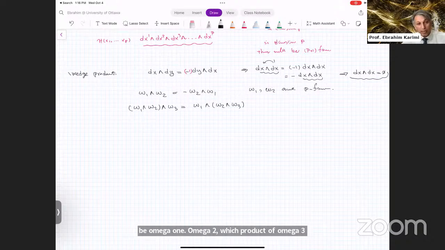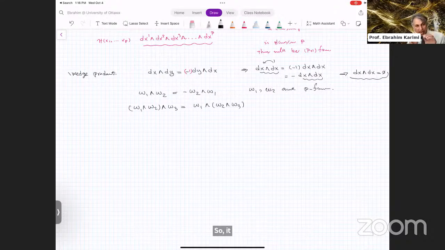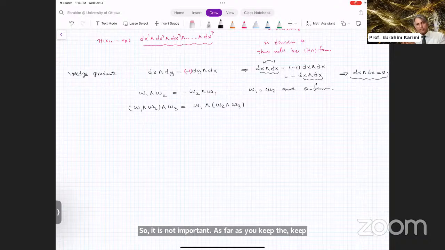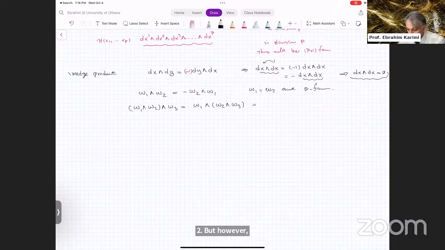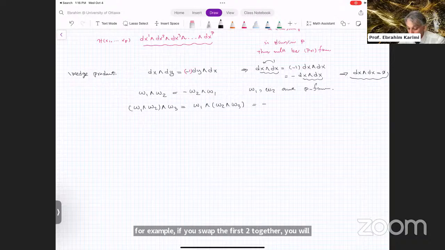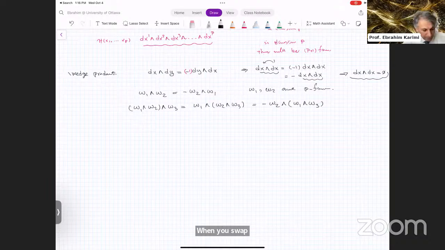So it is not important, as far as you keep the sequence of omega-1, omega-2 and omega-3, where you do the wedge product. Do you do it first with omega-2 omega-3, or do you do it with omega-1 omega-2? However, if you swap the locations of any two, for example, if you swap the first two together, you will get minus omega-2 omega-1, and then the result will be omega-2 wedge product of omega-1, omega-3. So when you swap them, you have to expect the sign will change.